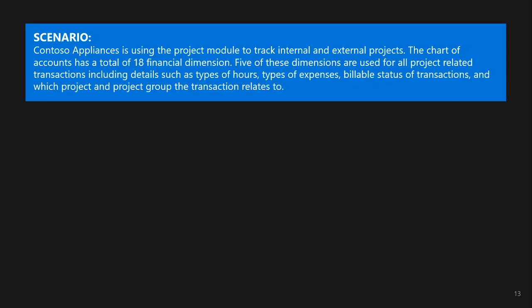Contoso Appliances is using the project modules to track internal and external projects. The chart of accounts has a total of 18 financial dimensions. 5 of these dimensions are used for all project-related transactions, including details such as the types of hours, types of expenses, billable status of transactions, and which project and project group the transaction relates to.